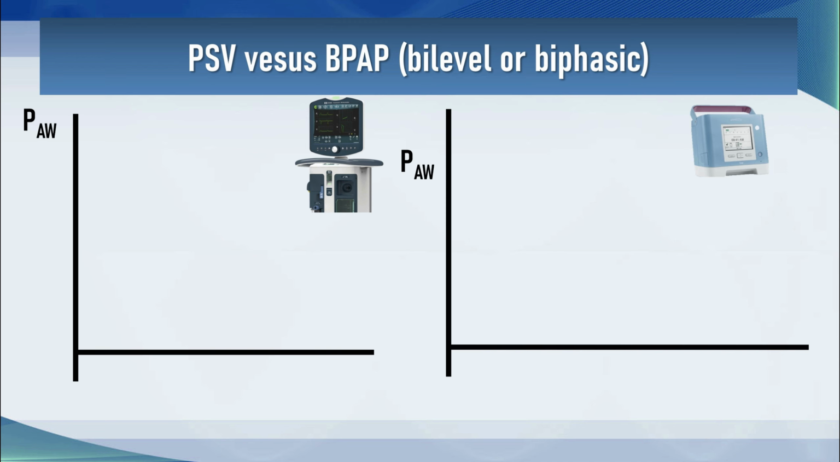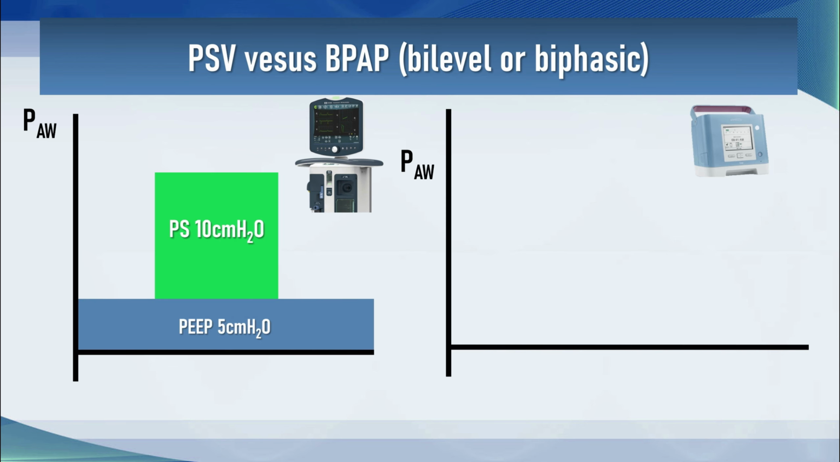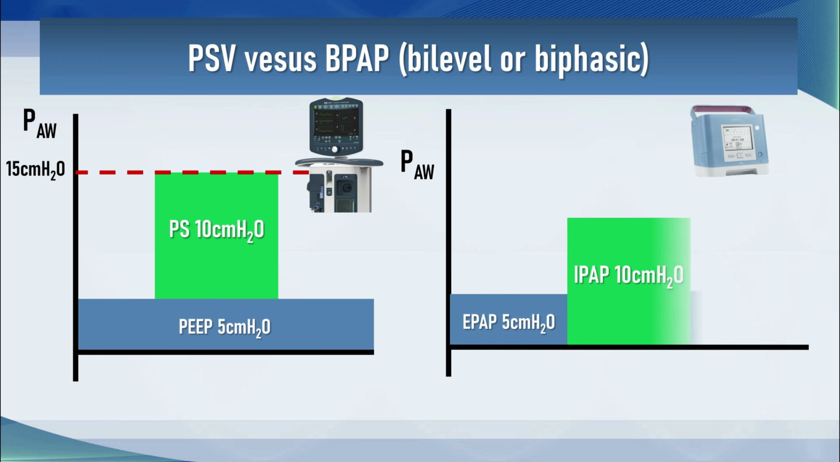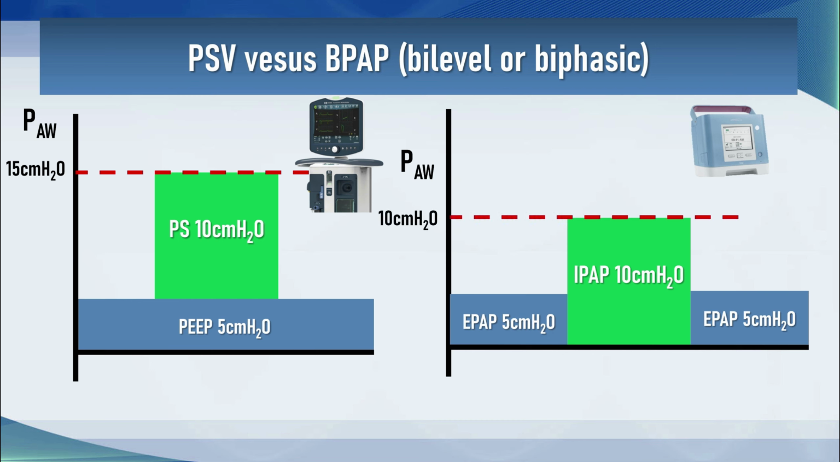So in the ICU, when we're giving pressure support, we give the patients a PEEP, and then the pressure support is built on top of PEEP. So for example, if we give the patient 5 of PEEP and 10 of pressure support, the plateau pressure should be 15 centimeters of water. In biphasic non-invasive ventilation on, for example, the Respironics machine, we set an EPAP and an IPAP. In this situation, we've set an EPAP of 5 centimeters of water and an IPAP of 10 centimeters of water, and the plateau pressure is 10. So the EPAP is built into the IPAP.